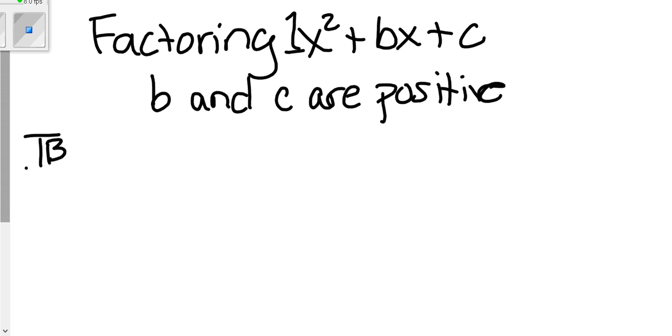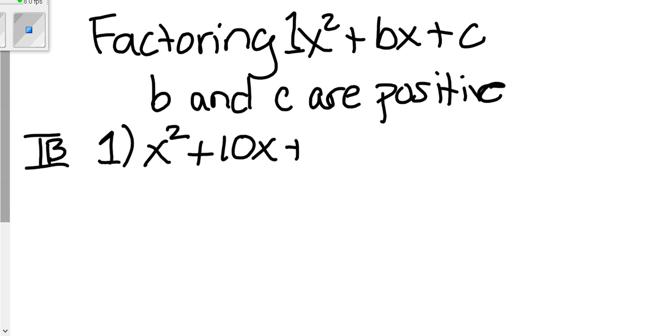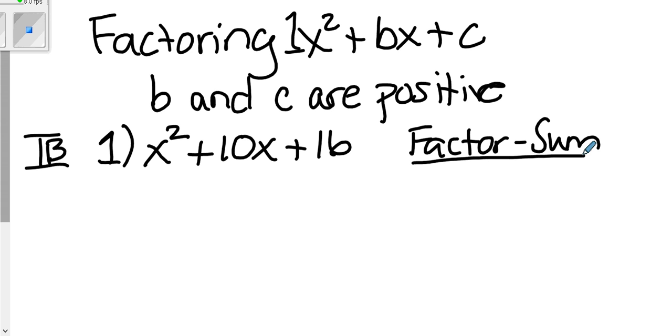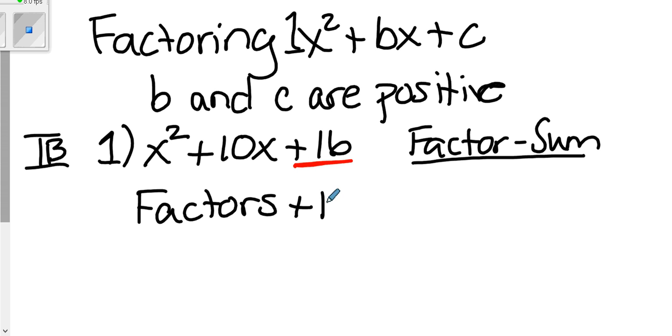Now, our first example that's coming from the textbook is x squared plus 10x plus 16. And we're going to use a method called factor sum. Using a factor sum method of factoring polynomials, what you're going to do is find the factors of your C term. This is your C term, 16. So we're going to find factors of positive 16.